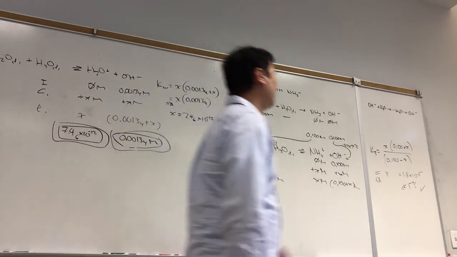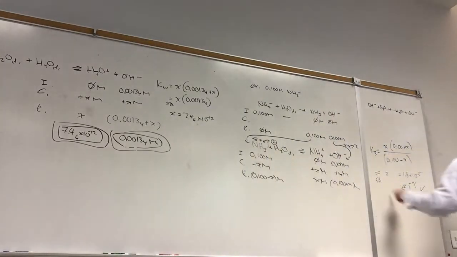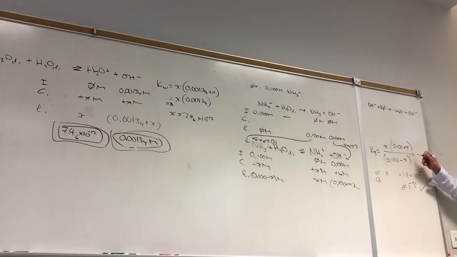Oh, how did I get from here to there? Yeah. Well, I just used a simplifying assumption. So this is x times 0.100 plus x. 0.100 plus x is just going to be 0.100. This is going to be over 0.100 minus x. Well, 0.100 minus x is just going to be 0.100. The 0.100s cancel. And that's how I got it.